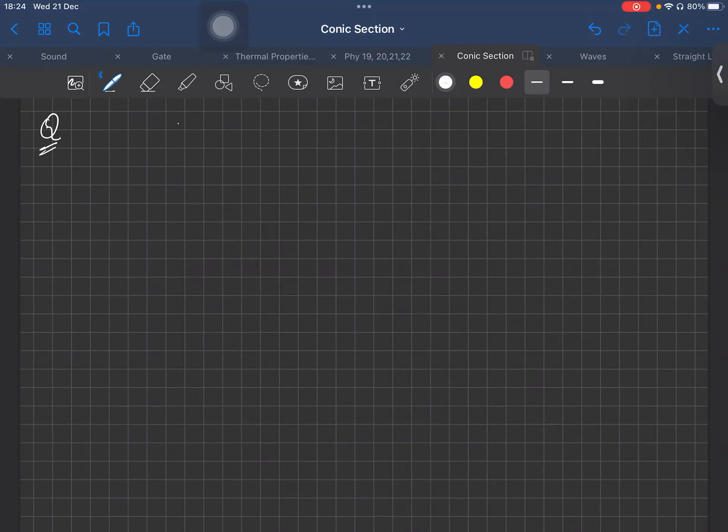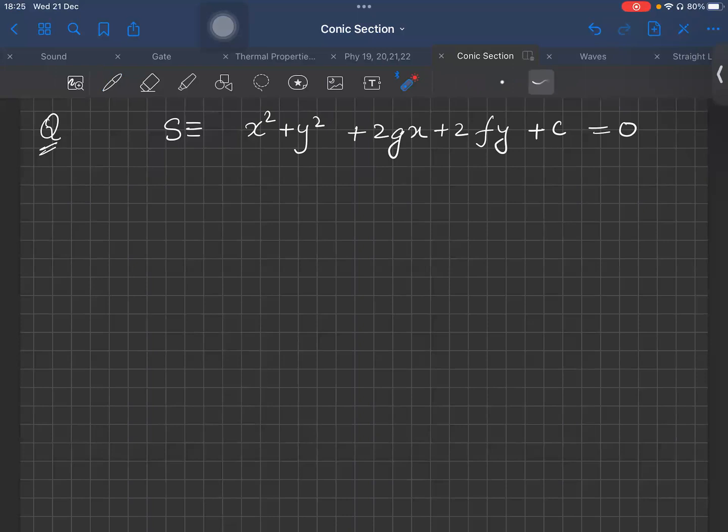Okay, so the given circle is, let's say S is the given equation of circle, that is x square plus y square plus 2gx plus 2fy plus c is equal to 0. So this is the equation of circle given. Find the radius and center.